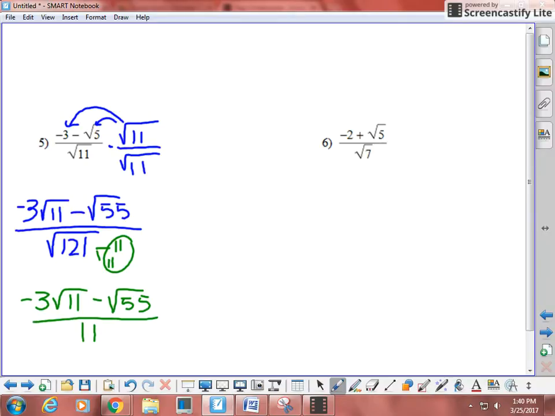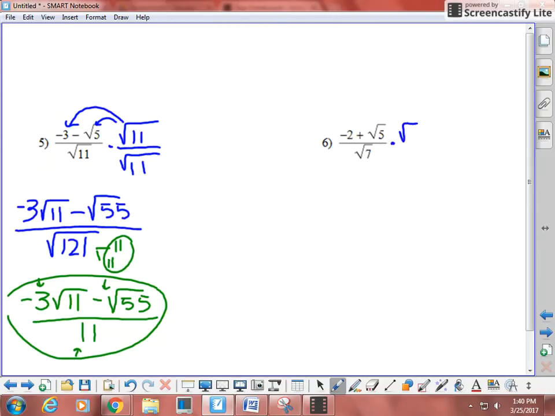So here's what I now have. I look to see if anything divides negative 3, 11, or 1. Well, it doesn't, so this is my final answer. And it's okay to have a big answer. You just can't have any square roots in the bottom. That's your only restriction on this.